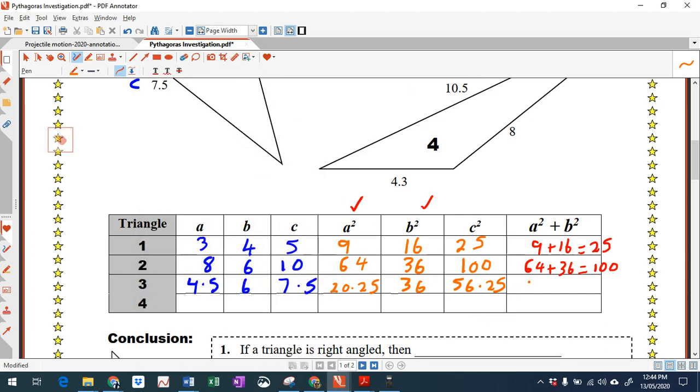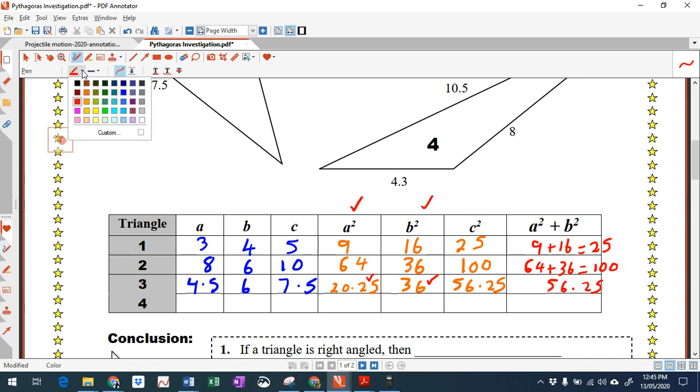Okay, now A squared plus B squared. Well, A squared plus B squared is 20.25. So 20.25 plus 36. So add those together, and you should get 56.25 for that one. So let's write that in there. Keep the colour scheme the same. So this number here should be 56.25 because you're just adding this number and this number. Okay, last triangle. You can see it's triangle number 4 here.